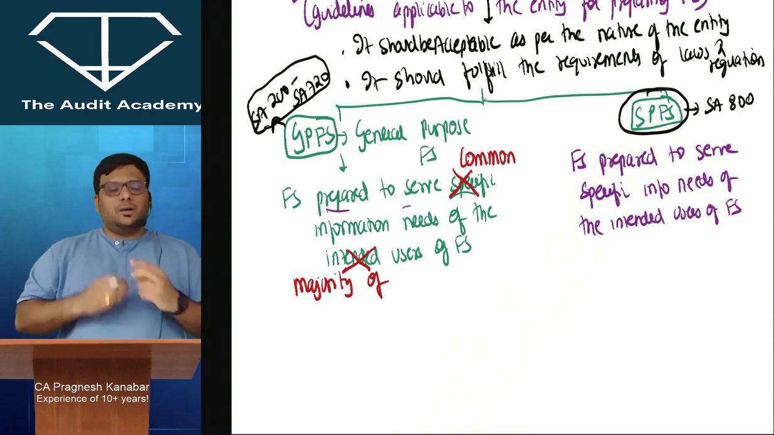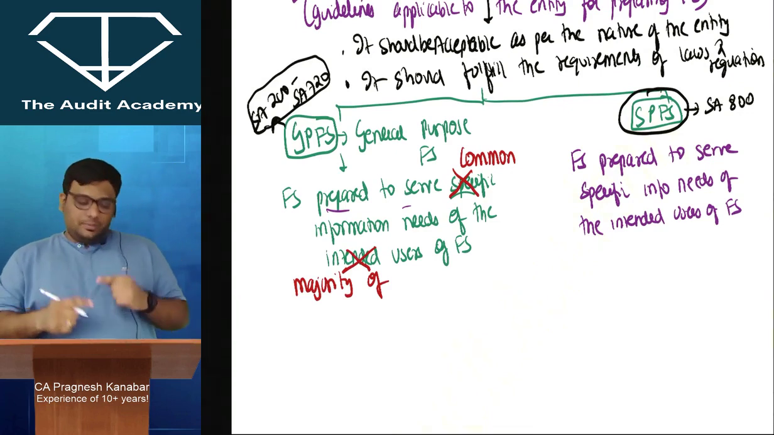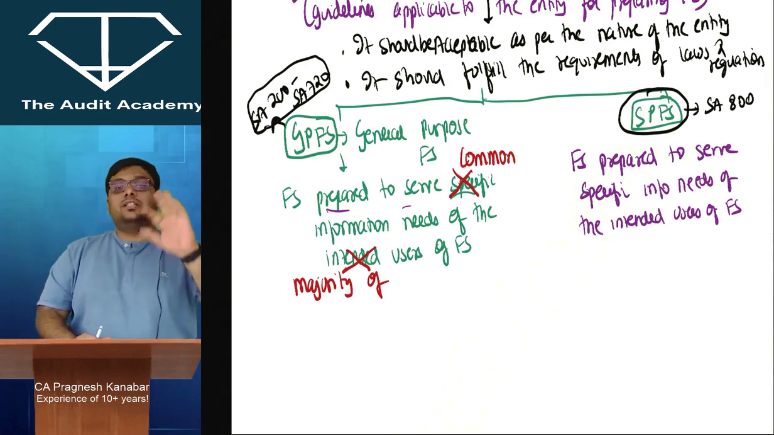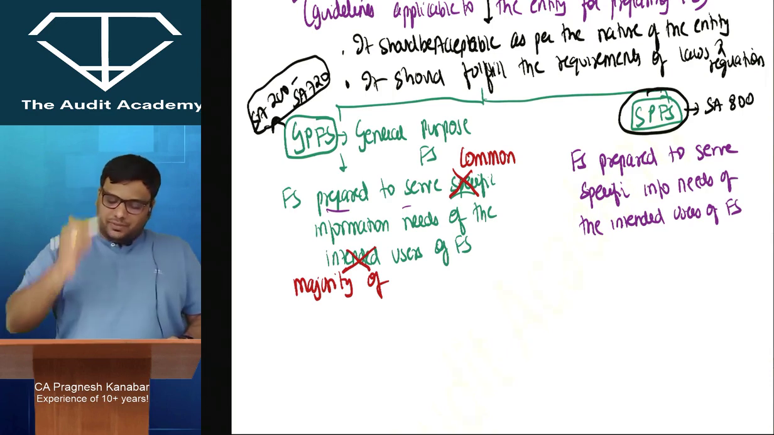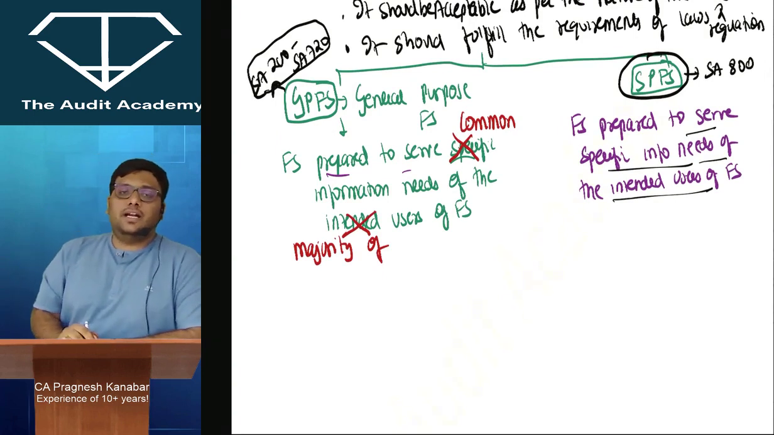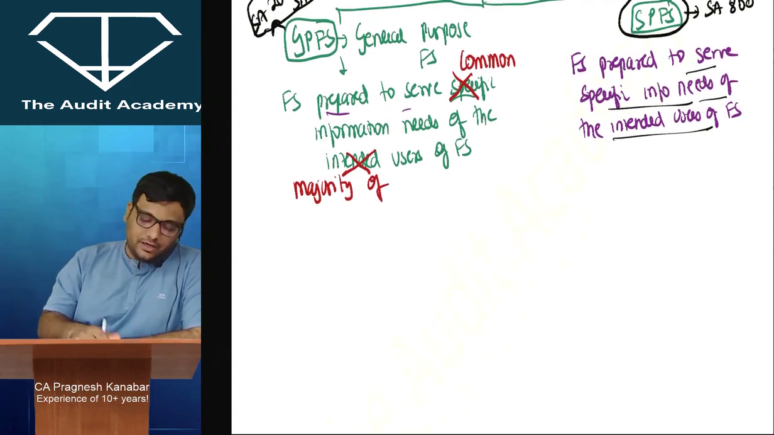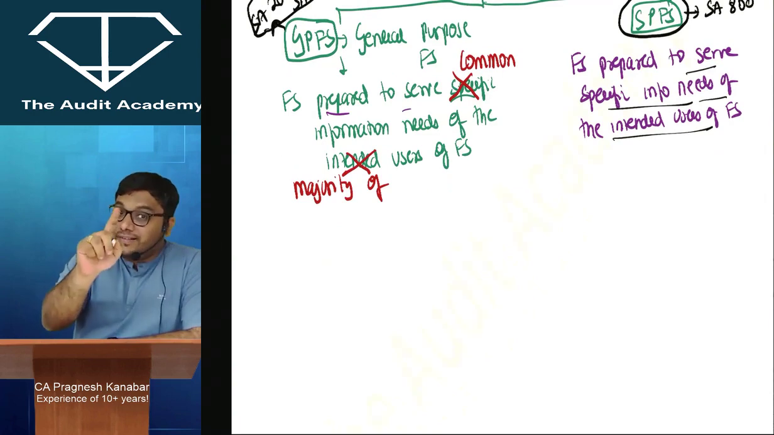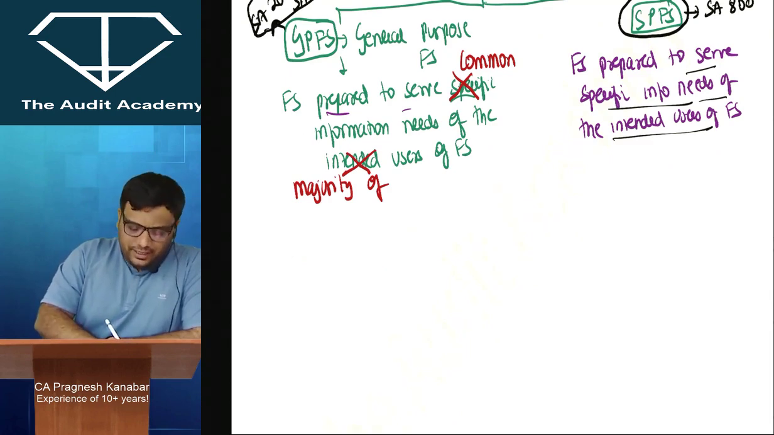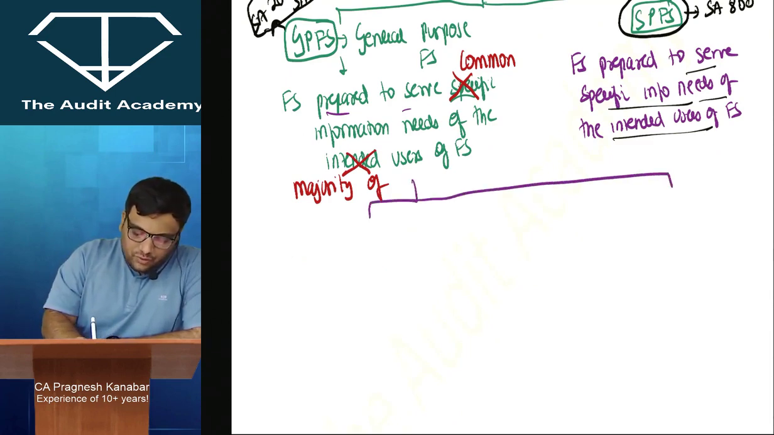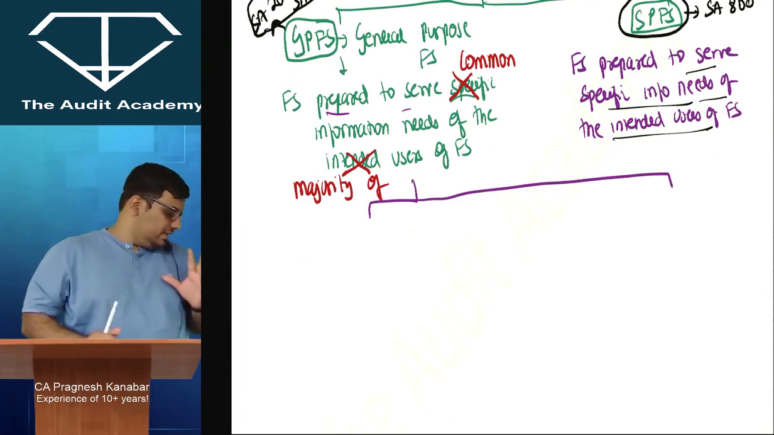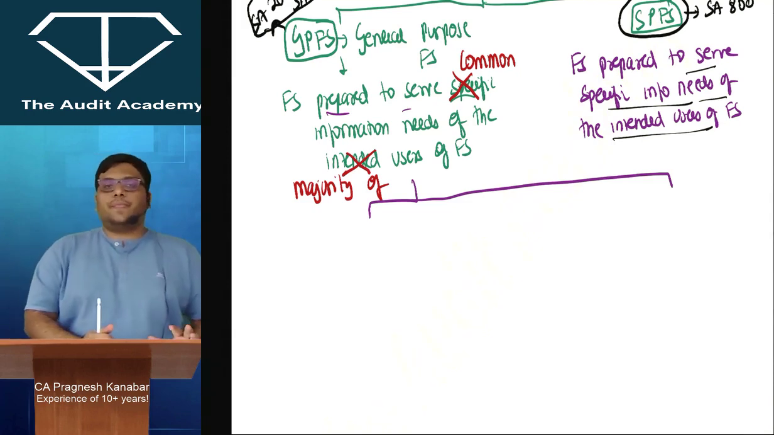So one more time, come on, fast track. General purpose financial statements are prepared to serve common information needs of all the users, the majority of the users of the financial statements. Special purpose financial statements are prepared to serve specific information needs of the intended users of the financial statements. Yes sir. Alright, now listen to me further. This is very sensitive. That is why I said that this concept is extremely important. Even when you are accepting audit of general purpose financial statements, you need to do a little bit of further analysis. Now this is something very sensitive that can be asked at CA final level. So please stay focused.